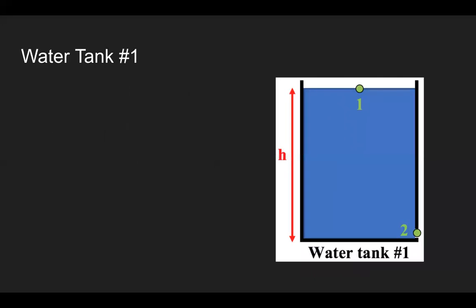Water tank number 1 is now shown with two points. Point 1 is at the surface of the water and point 2 is at the hole. Before actually moving into Bernoulli's equation, we have to figure out what we know and what we want to know. Since point 1 has an open face and is exposed to the atmosphere, P1 is equal to the atmospheric pressure.